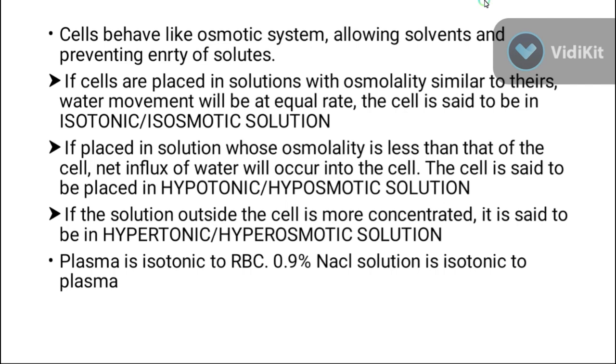If placed in a solution whose osmolality is less than that of the cell, net influx of water will occur into the cell. The cell is said to be placed in a hypotonic/hyposmotic solution. If the solution outside the cell is more concentrated, it is said to be in a hypertonic/hyperosmotic solution. Plasma is isotonic to RBC.